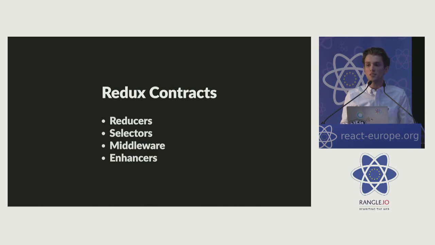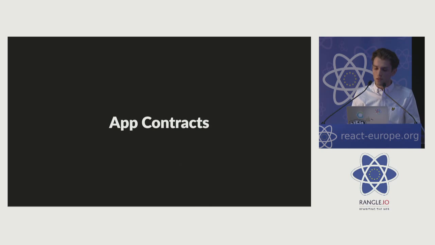Redux also offers some contracts, and contracts are like the other side of the APIs. Contracts are the APIs that the user implements. These are the APIs that you don't provide as a library. And there are some contracts in Redux, such as reducers, selectors, middleware, and enhancers. And you might use some of them and not use the others.